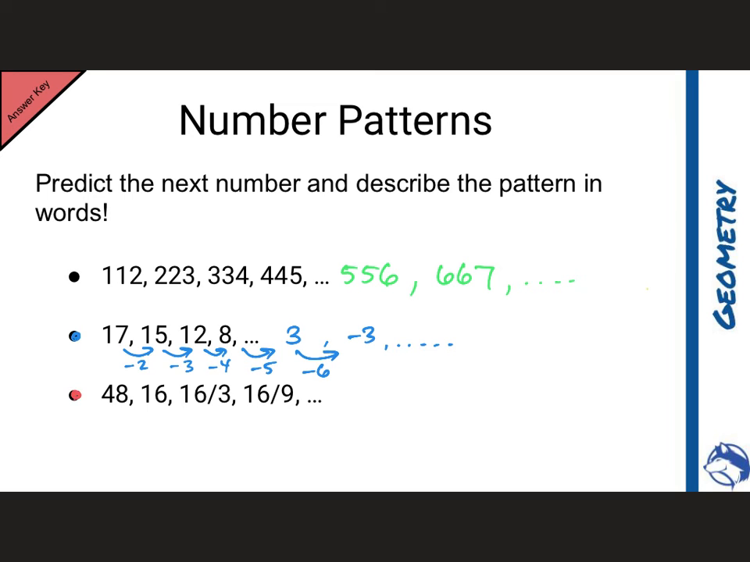So each time it subtracts one more. This bottom one here, hopefully you're realizing that this is dividing by 3 each time. So this is going to be 16 over 27, and then it's going to be 16 over 81, and so on and so forth.